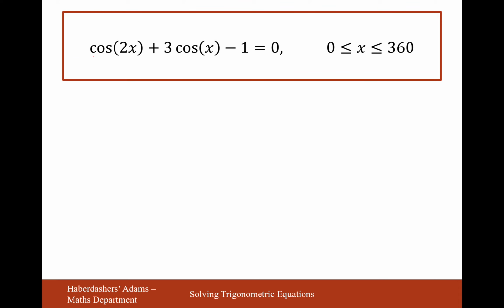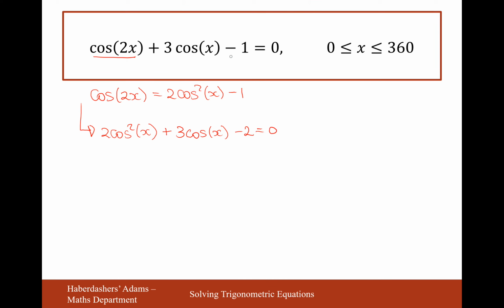So what I can see in this one is I've got a cos 2x. So cos 2x has the identity of 2 cos squared x minus 1. So let's substitute that into the formula. So it's going to be 2 cos squared x. I'm going to save this minus 1 to group it up with the minus 1 at the back. Plus 3 cos x. And then minus 2 equals 0. Because I've got this minus 1 and that minus 1. And they'll team up to make minus 2.